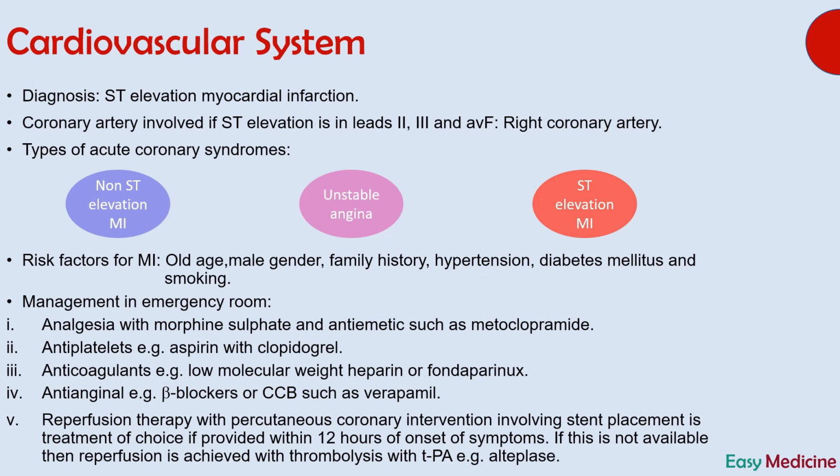However, percutaneous coronary intervention involving stent placement is preferred and is the treatment of choice if provided within 12 hours of onset of symptoms. Remember that the greatest reduction in mortality is achieved when percutaneous coronary intervention is provided within 2 hours of onset of symptoms instead of 12 hours. But it can be provided within 12 hours, however reduction in mortality is less compared to when it is provided within 2 hours. If this is not available, then reperfusion can be achieved by thrombolysis using drugs such as tissue plasminogen activator (alteplase). And here is the blue box with reference page numbers from where these answers are taken.